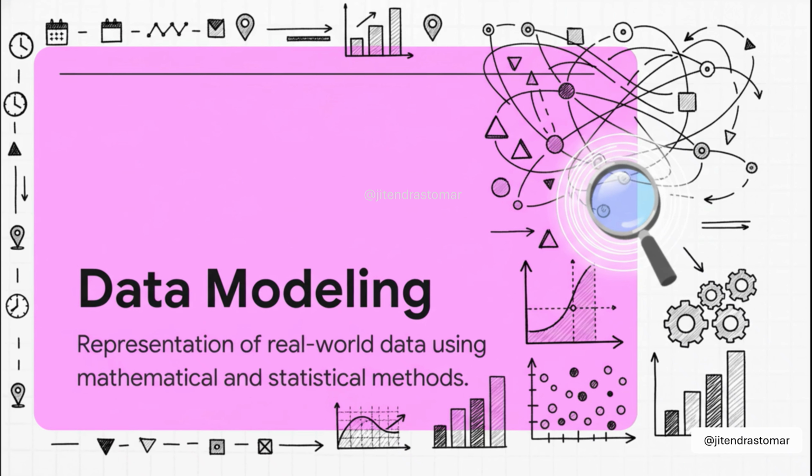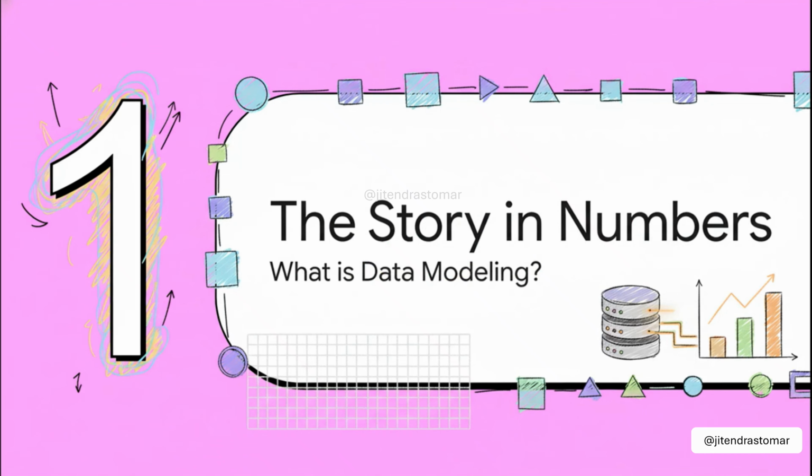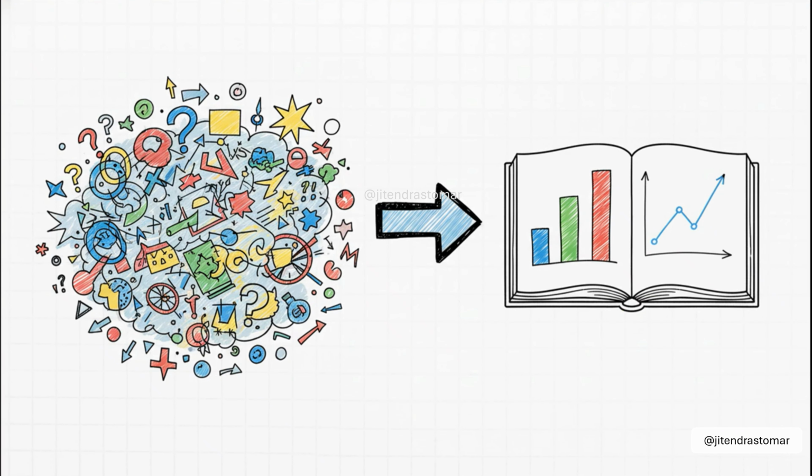At its heart, it's about building a kind of mathematical map of the real world, which lets us see all these amazing patterns that are completely invisible to the naked eye. Okay, so let's get right into it and start with the basics. What are we actually talking about when we say we model data? You can think of it like being a translator. Data modeling takes this huge, messy, chaotic jumble of raw numbers and turns it into a clear, structured story, a picture that actually explains what's going on and how things work.